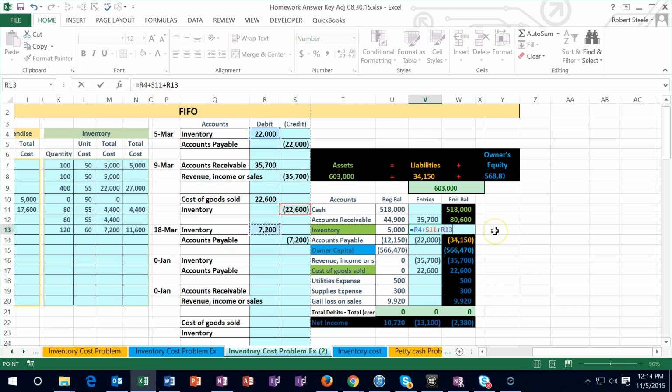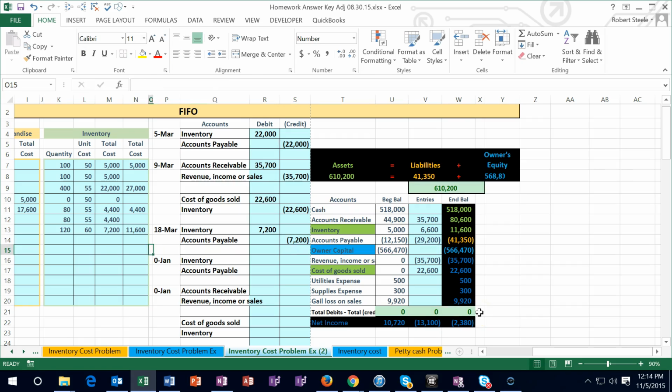It's going to make inventory go up in the debit direction to 11,600, which of course matches our worksheet here. Then we'll go to accounts payable and double click on that, go to the end of it, plus, and then go to accounts payable 7.2, and that's going to make our payable go up in the credit direction, put us back in balance like so.